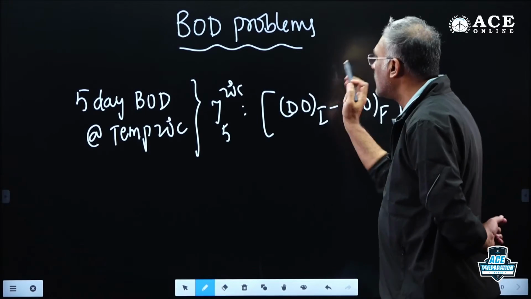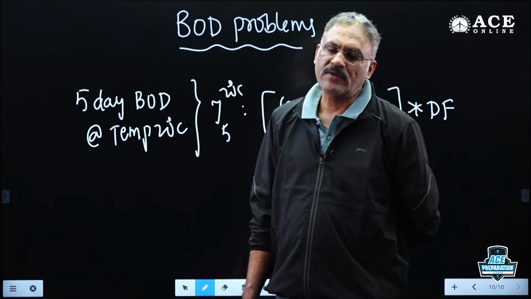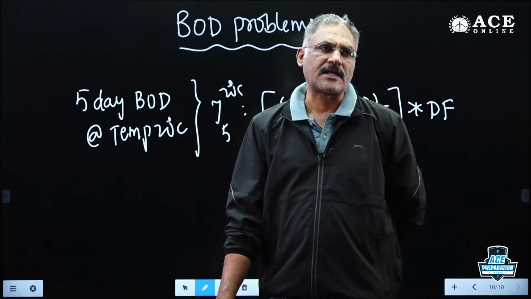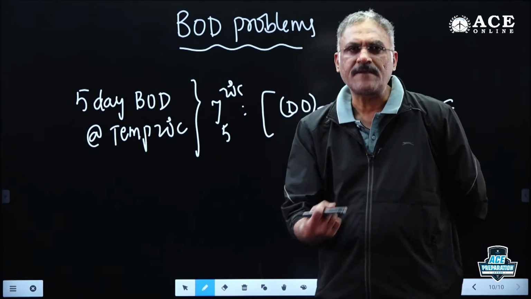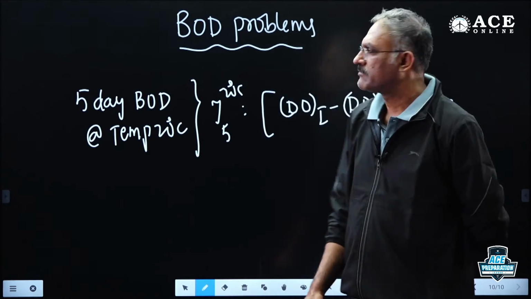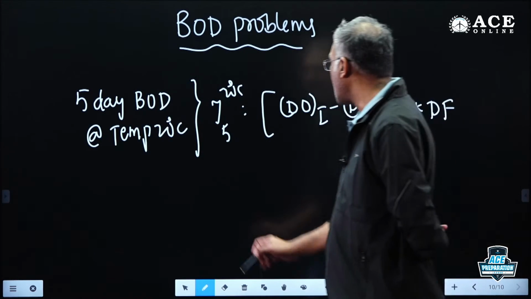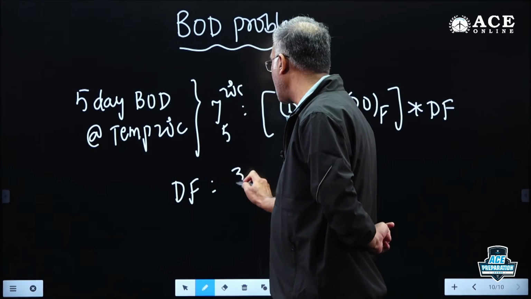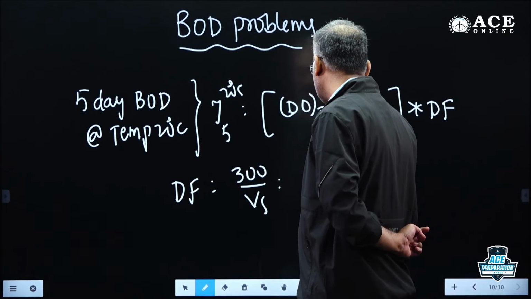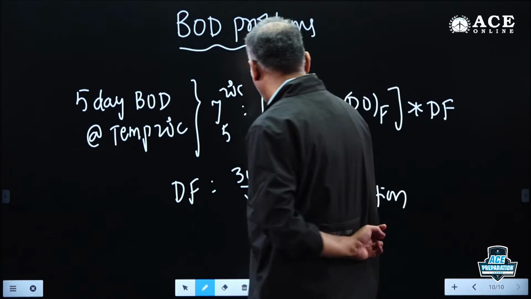In the laboratory, we take a sewage sample that is mixed with distilled water. We prepare a diluted sample. Distilled water contains dissolved oxygen. The dissolved oxygen is used by the bacteria present in the sewage sample. So how much oxygen they consume, that will give you BOD. Because we are taking a diluted sample, we apply a correction for dilution. This dilution factor is equal to 300 by Vs, or otherwise 100 by percentage dilution, or percentage sample taken. That way also you can find it out.